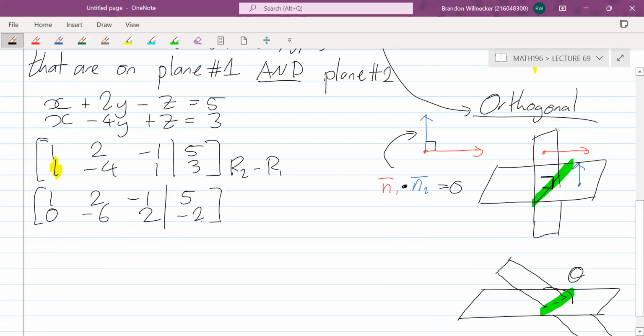Okay. Now we need this element here, this minus 6. We need that to be a 1. And the 2 up here, we need that to be a 0. Okay, so looking at the second one, we can divide through by minus 6. That will turn that into a 1. So row 2, divide by minus 6.